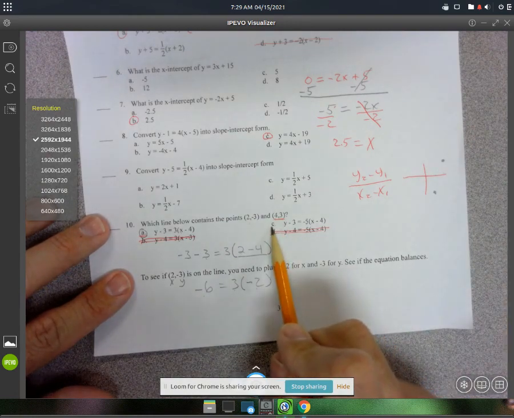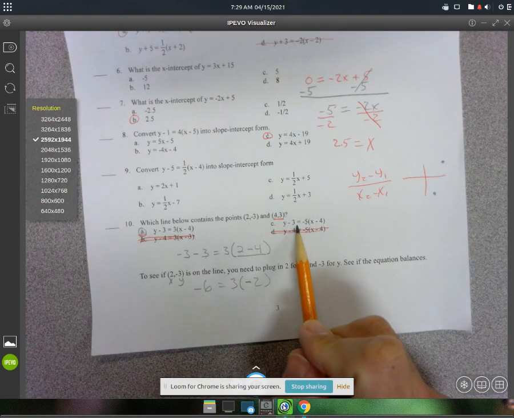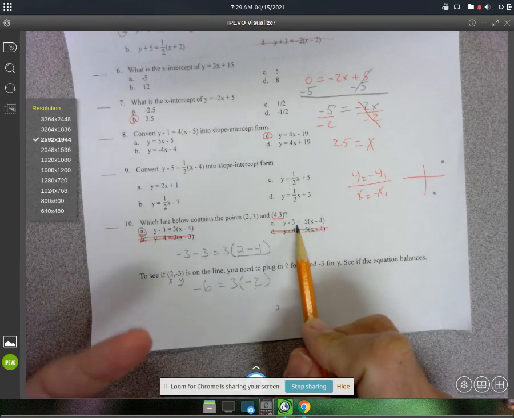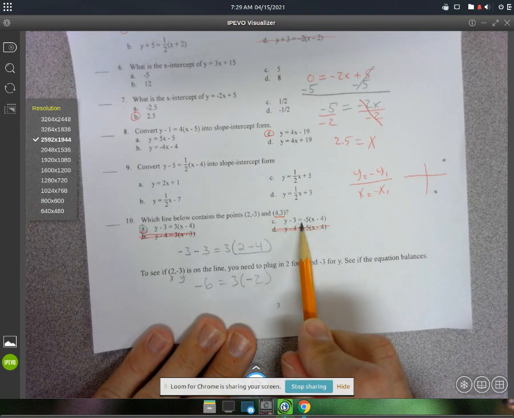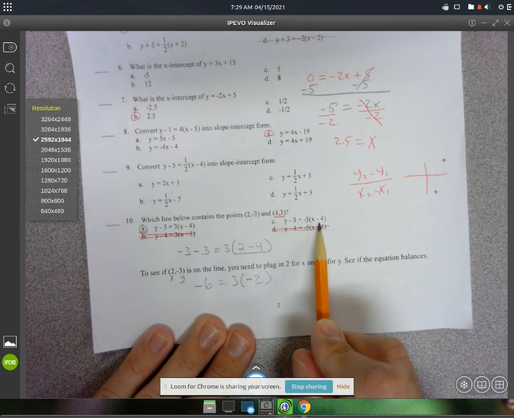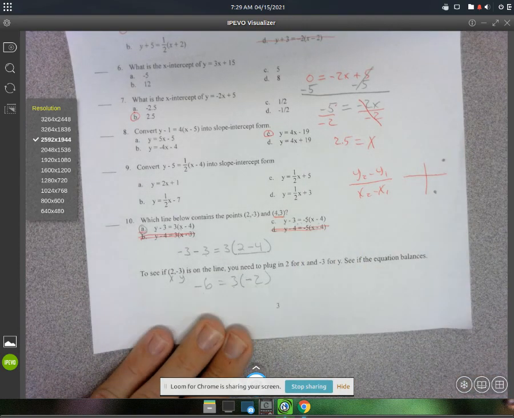If you were to try that on option C, you'd end up with some nonsense, like it's not going to balance. You'd end up with negative 6 is equal to something else. Like it wouldn't be the same thing on both sides.